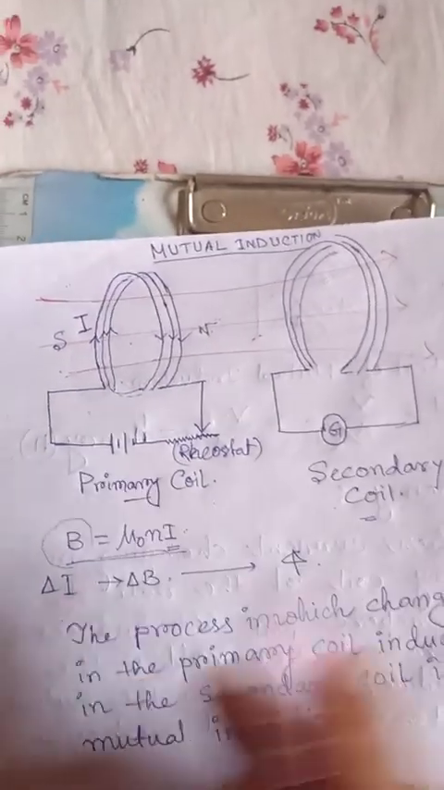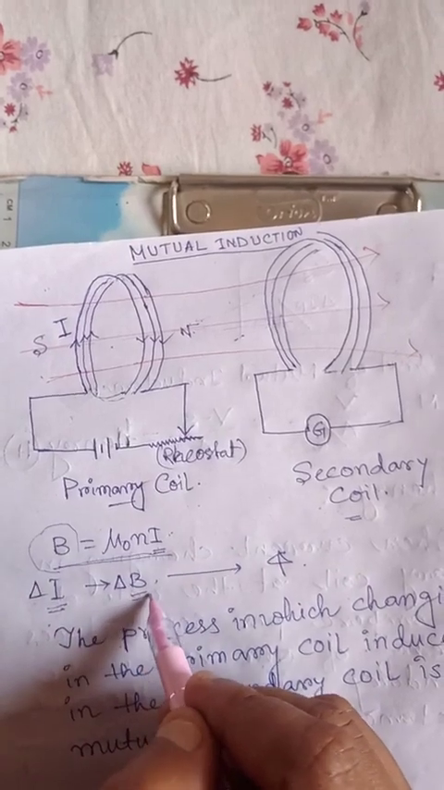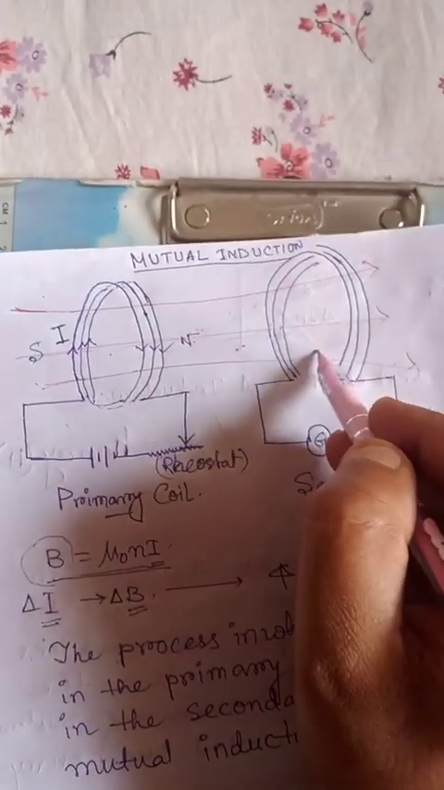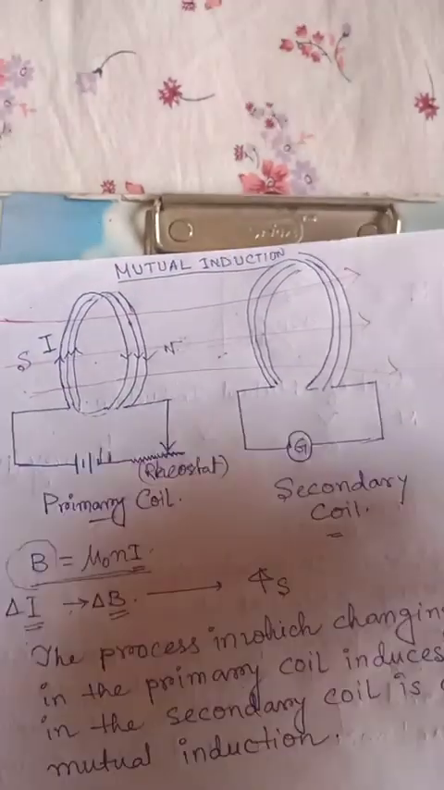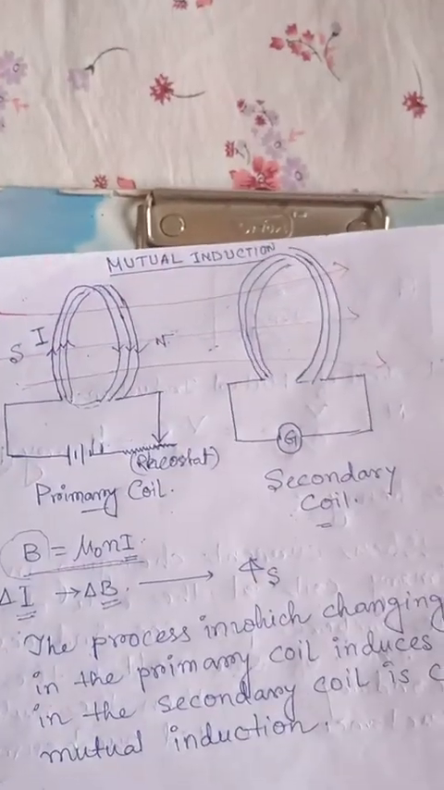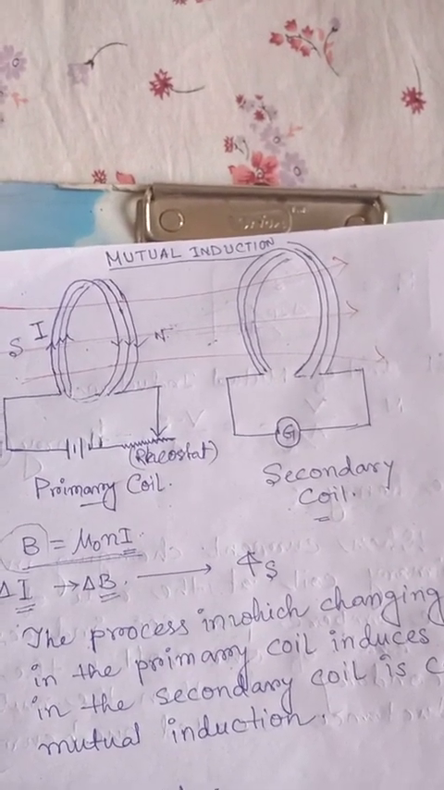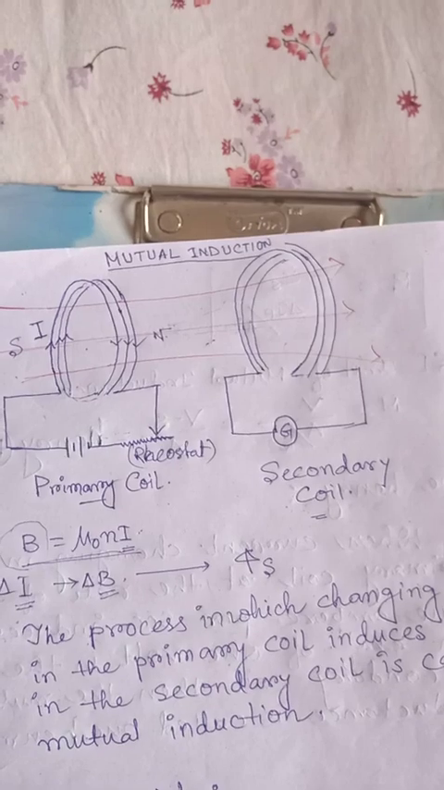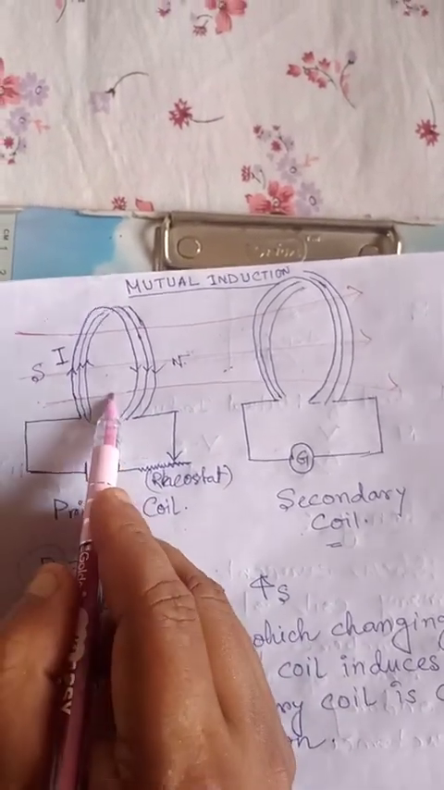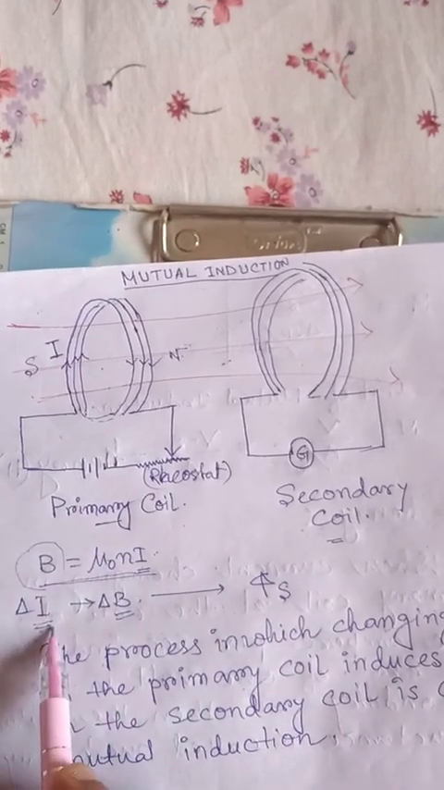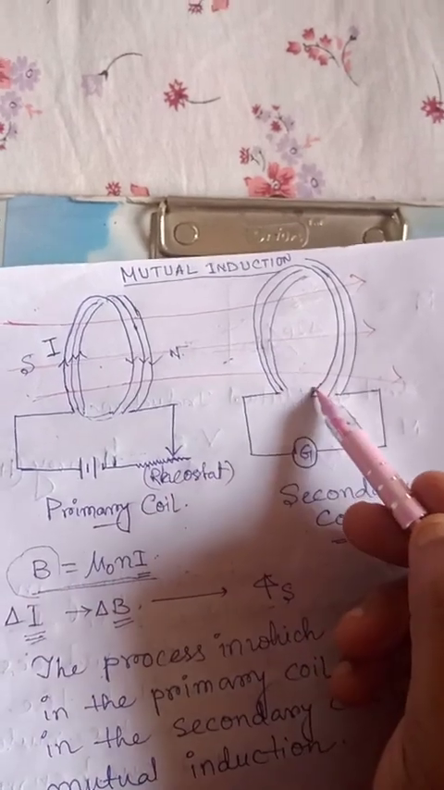So as a change in current is possible, the magnetic field lines also change, and that's why in the secondary coil there will be changes in the magnetic flux. What is magnetic flux? We already know that. Magnetic flux means the number of field lines passing through a unit area. So if we change the magnetic field of the primary coil by changing the current, the magnetic flux in the secondary coil also changes.